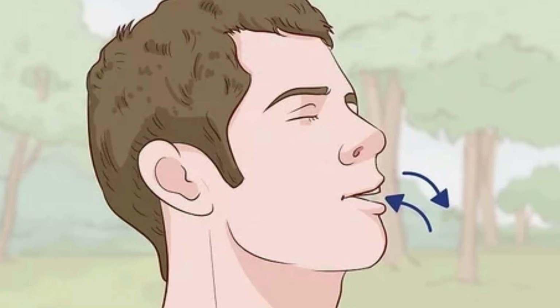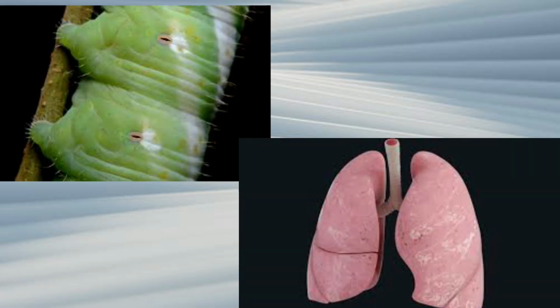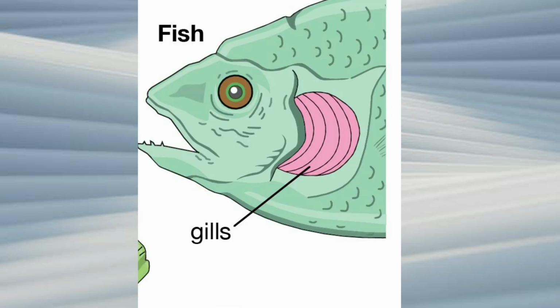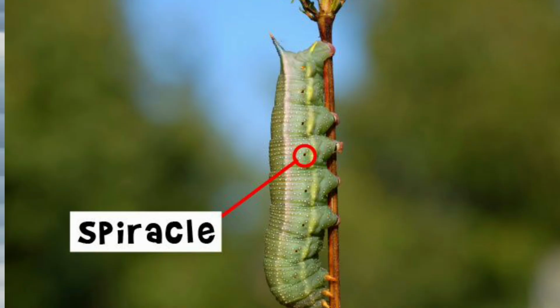Respiration is a process of breathing, gas exchange in the lung by inhaling oxygen and expelling carbon dioxide. There are different features that aid in respiration in animals. Respiration in amoeba is by diffusion. Fish use their gills for respiration. And invertebrates like the caterpillar use their spiracles for respiration. The essence of this process is to provide energy for the living thing.